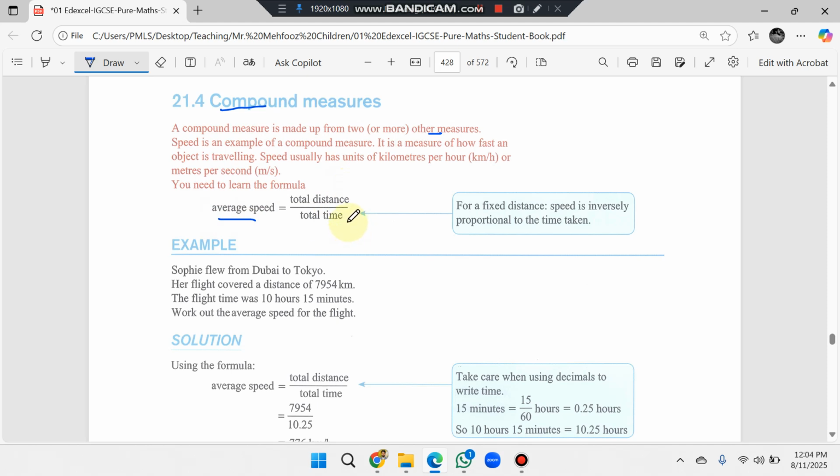For a fixed distance, speed is inversely proportional to the time in this case, right? So you can see in the example. Here compound measure involves more than two values, right? In this formula you can see that average speed, total distance, and total time, there are three quantities, right? So that's why this is called compound measure.